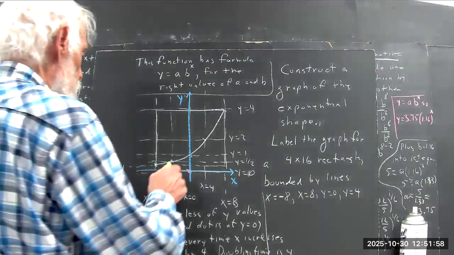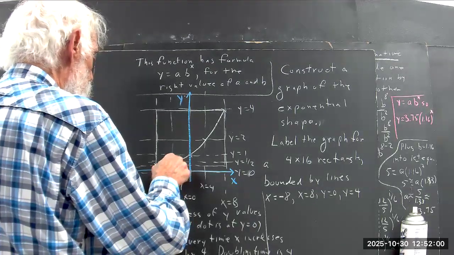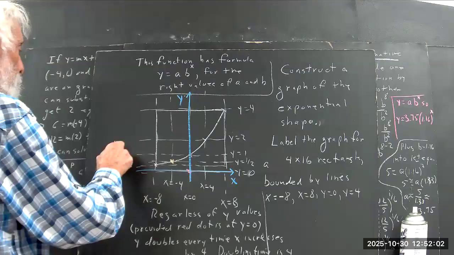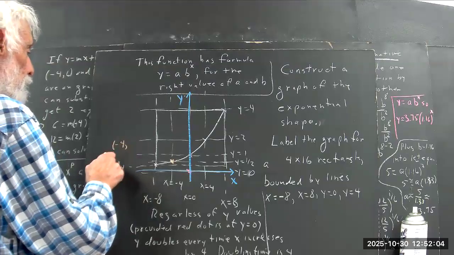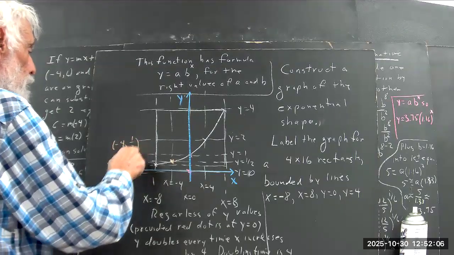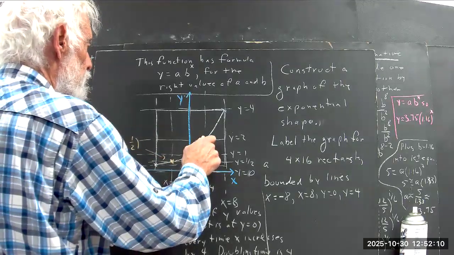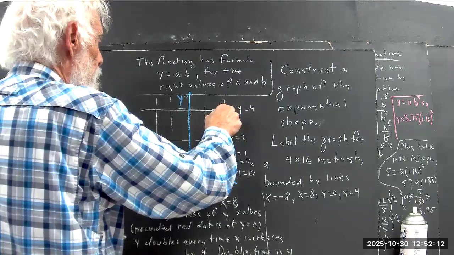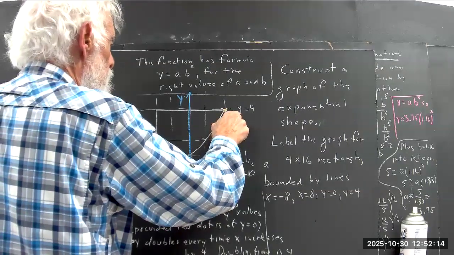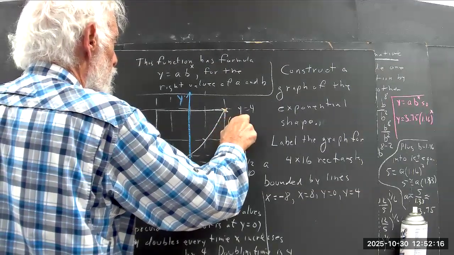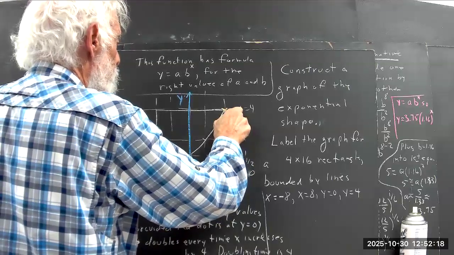I'm going to take this point where x equals -4. Let's take this point, -4, 1/2. And then let's take this point, 8, 4.